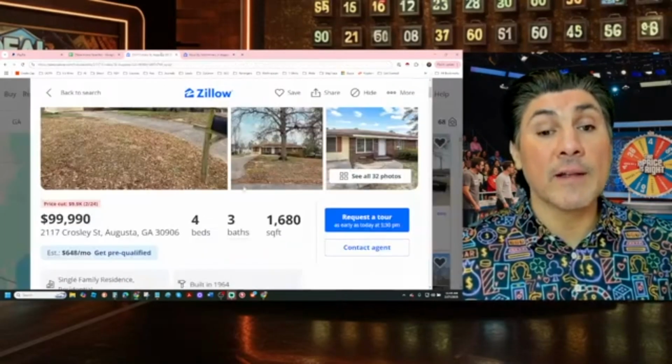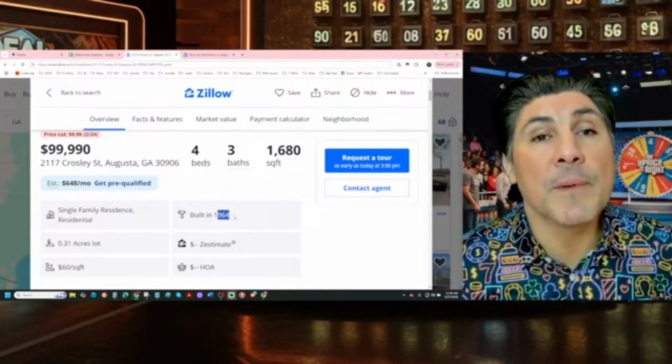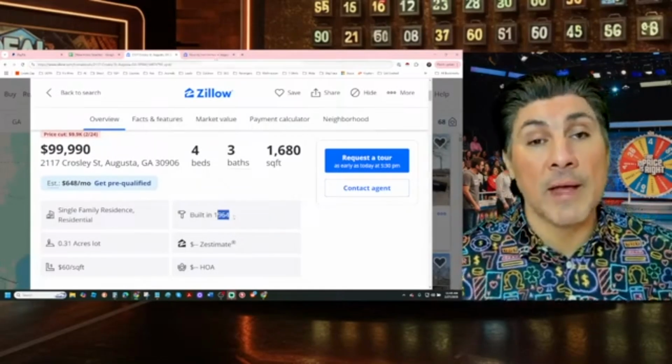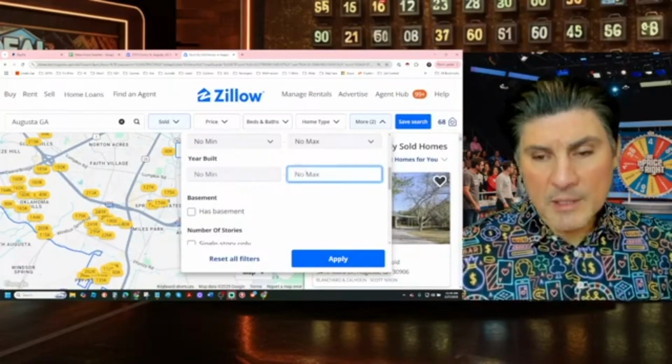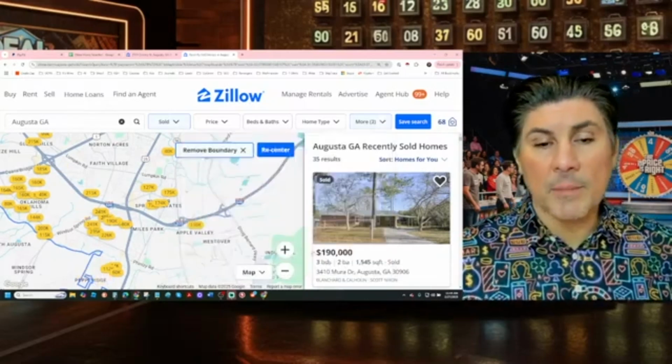Now, the other thing you want to take into account is year built. This property is 1964. You can go 20 years up and 20 years down. Try not to go anything beyond that. So I'm going to say nothing more than 1985. And then I'm going to click apply.